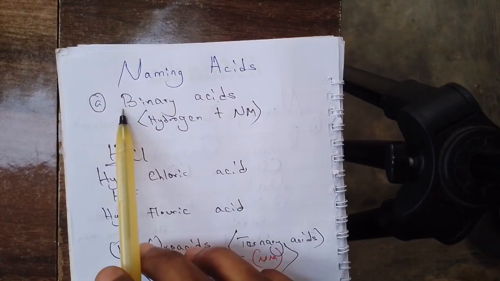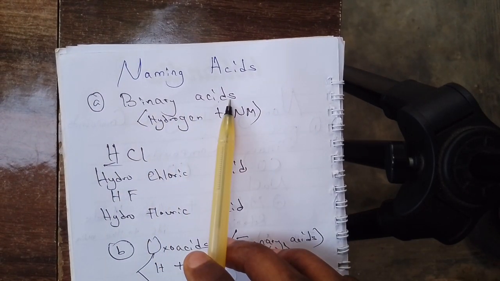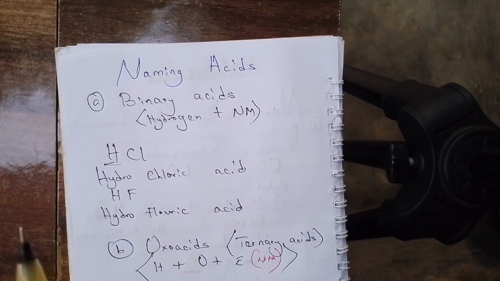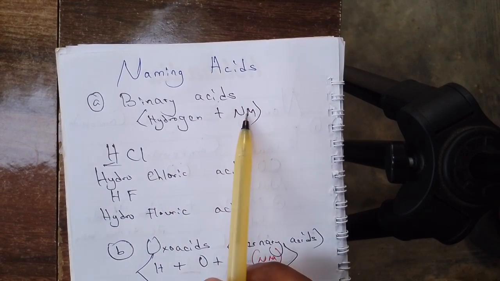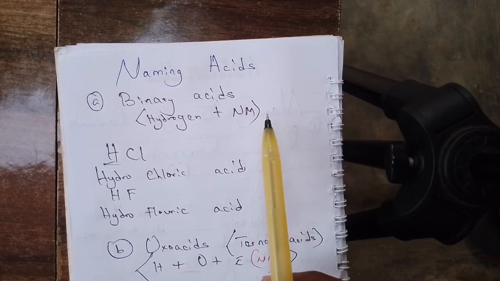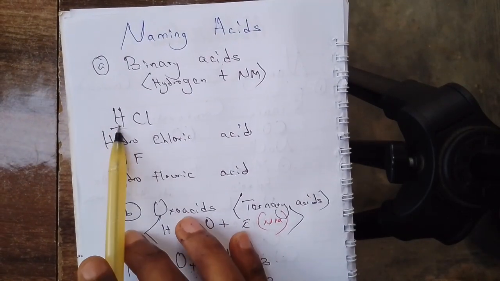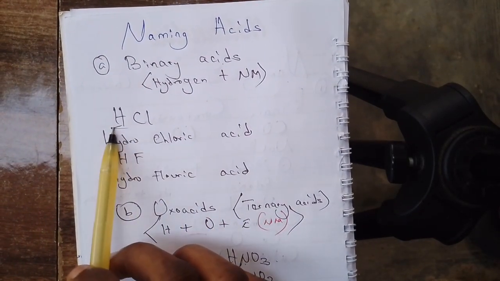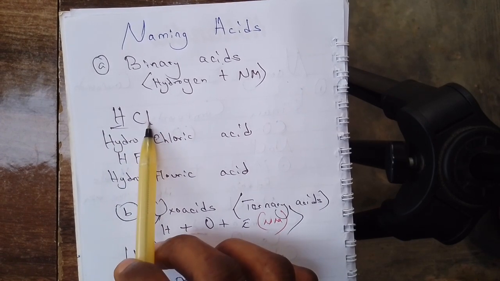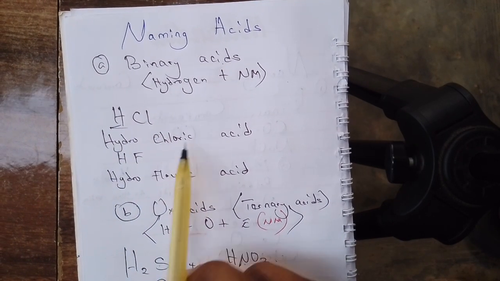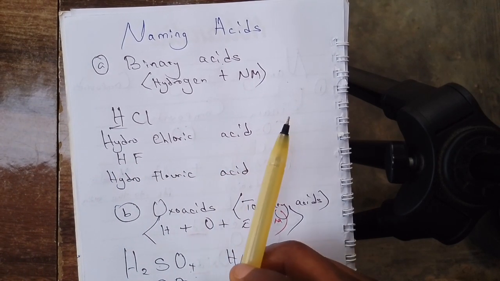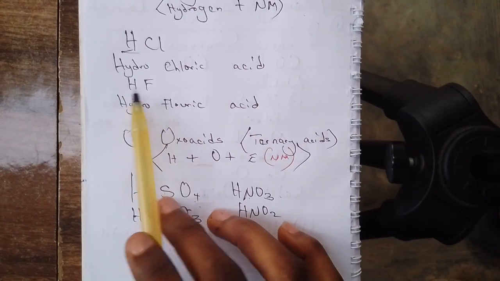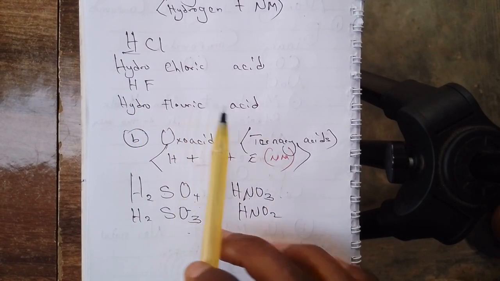So the subdivision, we have the first one here as binary acids. Binary acids are acids containing two elements, which are always hydrogen and a non-metal. But in most cases, the non-metal is a halogen. So an example here we have hydrogen and chlorine. Hydrogen changes to hydro if it's an acid, and then for the halogen or non-metal, you just put IC. From that, you can call this one what? Hydrochloric acid. Simple like ABC. Then we have another one here, HF, hydrofluoric acid.